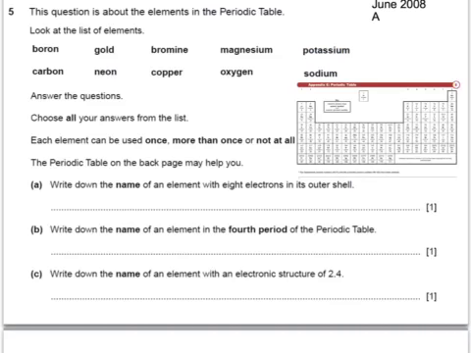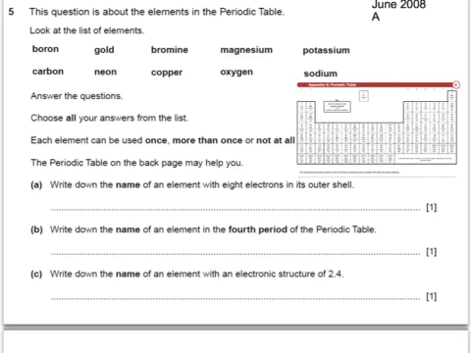Here's another exam question. This question is about elements in the periodic table. Look at the list of elements and choose all your answers from that list. Now, each element can be used once, more than once, or not at all. Periodic table on the back page may help you. Remember, that's referring to the one on your exam paper. Write down the name of an element with 8 electrons in the outer shell.